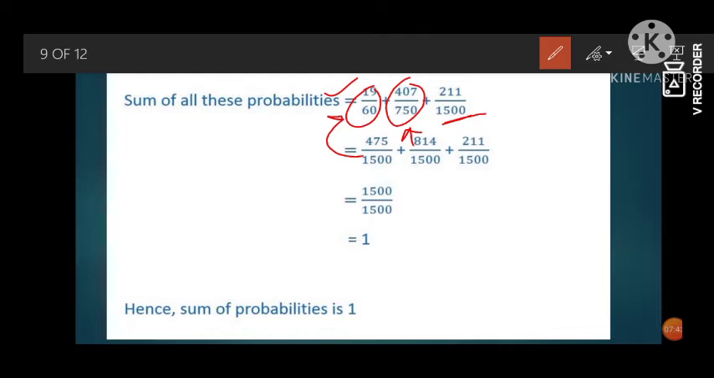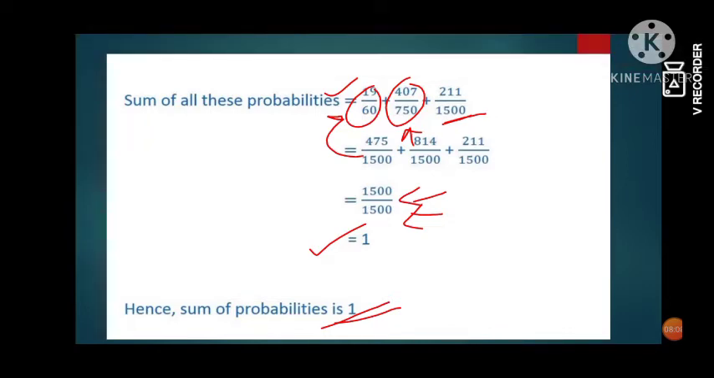So when we add all these numbers, the denominator will become 1500, and the numerator, if we add them up, we will get 1500. So 1500 by 1500 is 1. So we can say the sum of all the probabilities is always equal to 1. So one of our points to remember is verified again.